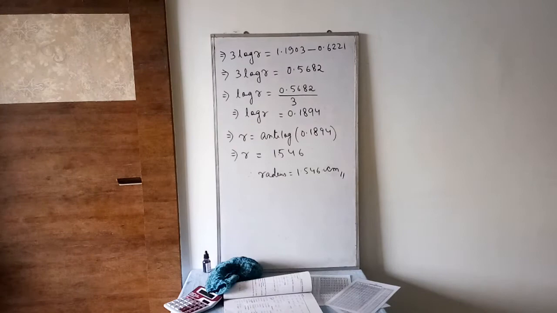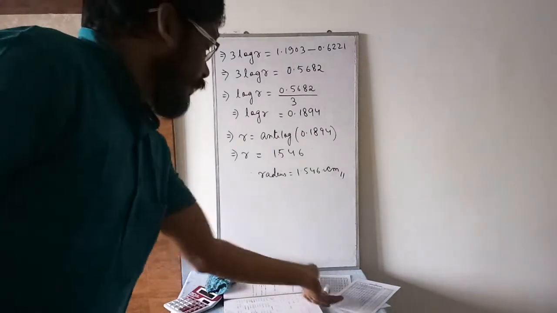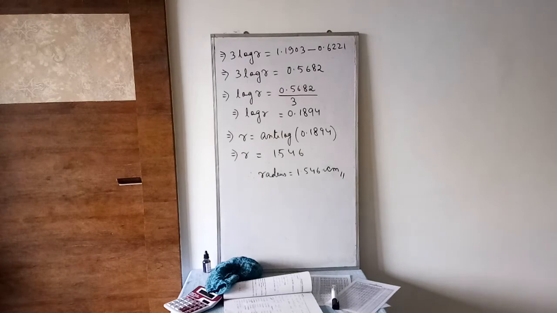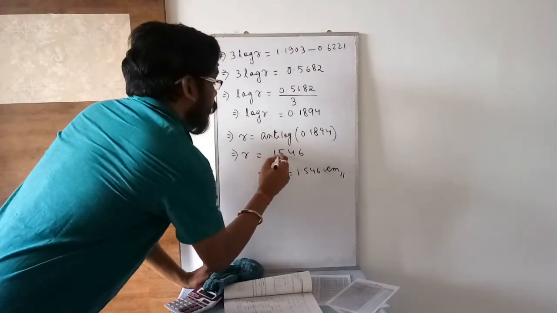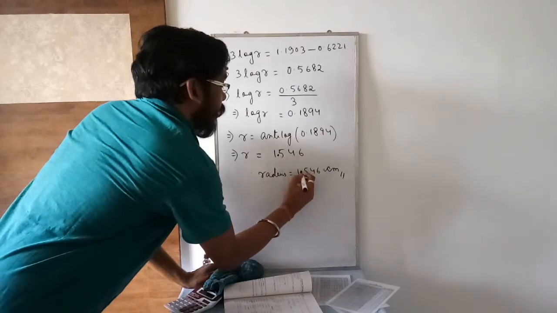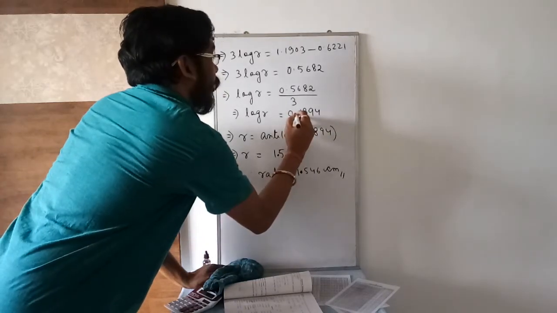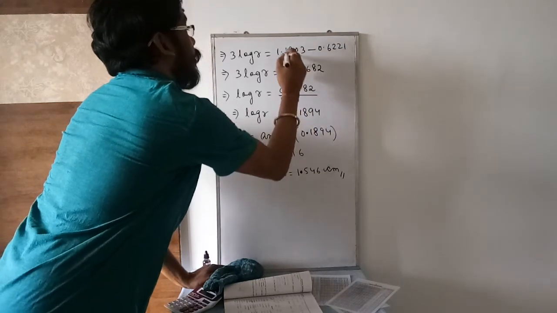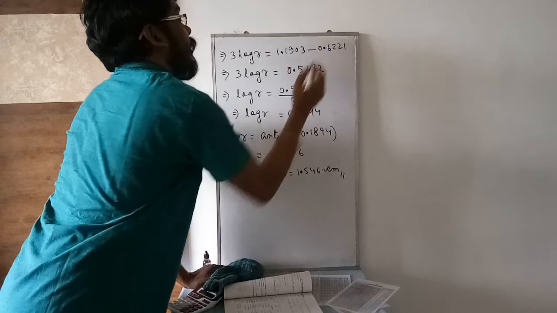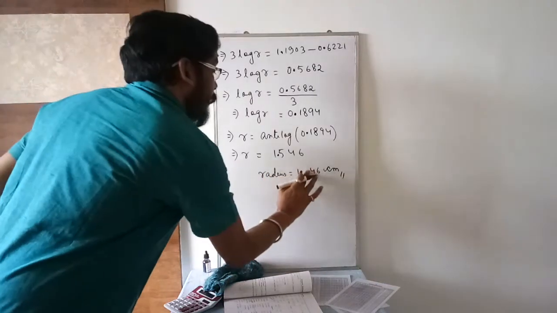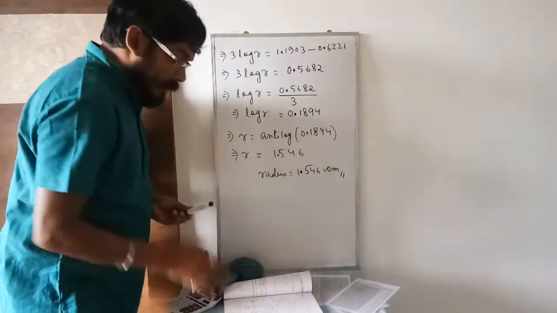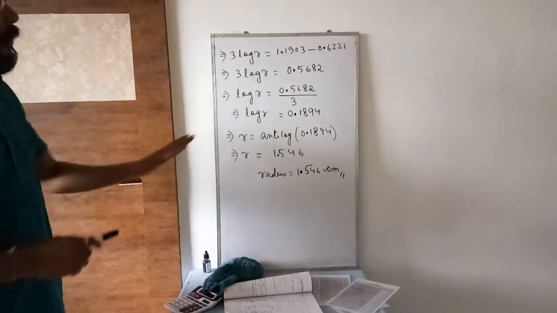Take the screenshot of this. This is not distinct, so let me make it a little bit deeper so that it gets distinct. Okay, so it's 1.546. This is correct. In the answer it is given as 1.548, so you don't worry, this is the correct one.